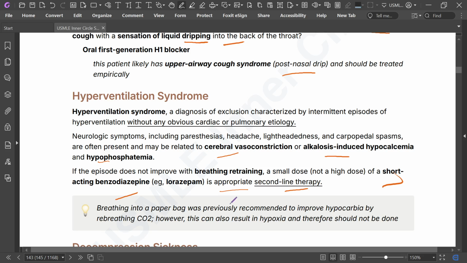Breathing into a paper bag was previously recommended to improve hypocarbia by rebreathing carbon dioxide. However, this can also result in hypoxia and therefore should not be done.